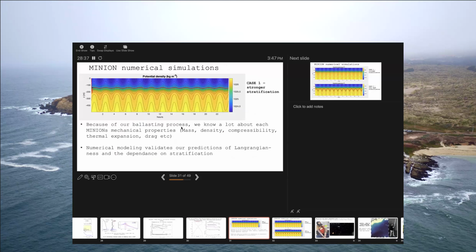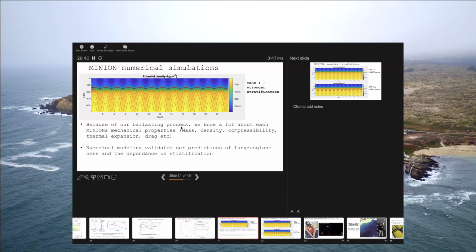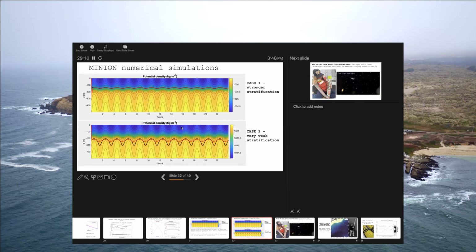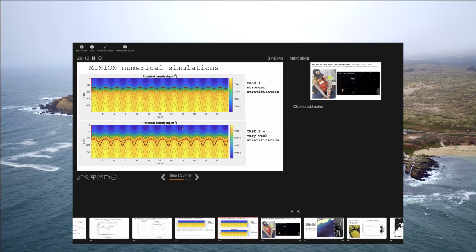But we're very close. And we can also do some nice numerical simulations to convince ourselves that the data we're seeing from the minion makes sense, because we know so much about its compressibility and its thermal expansion coefficient. We can infer a lot about the drag by analyzing some of its behaviors. We are able to build these models that can basically validate that in some cases we do a really good job. The red line here is the minion following an isopycnal. And in other cases, particularly where it's very unstratified, we may not do such a good job.